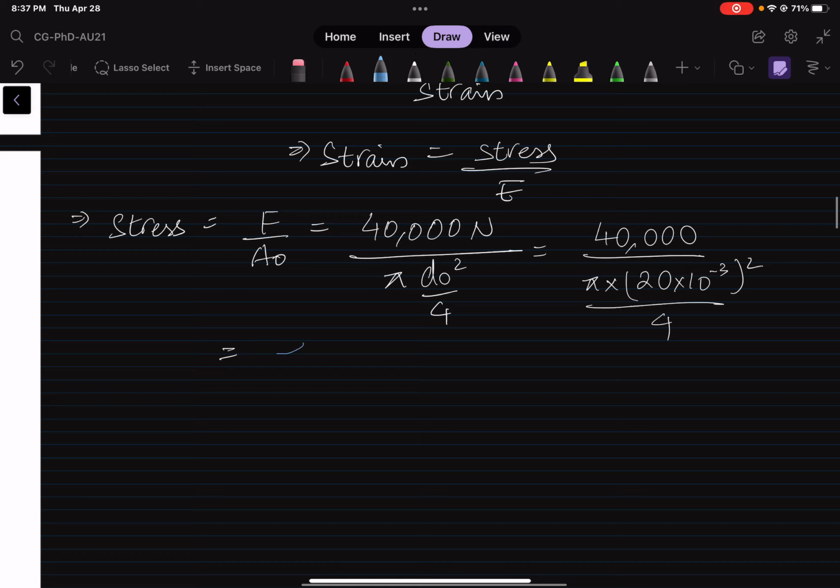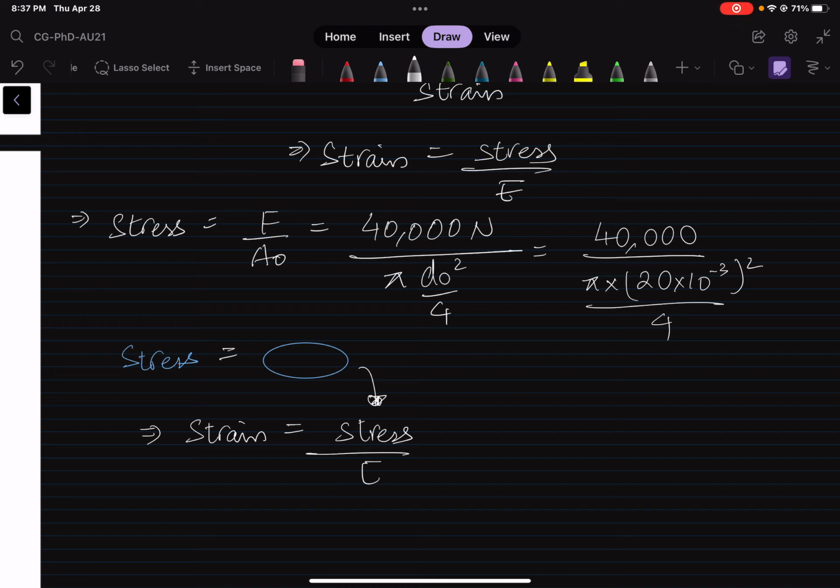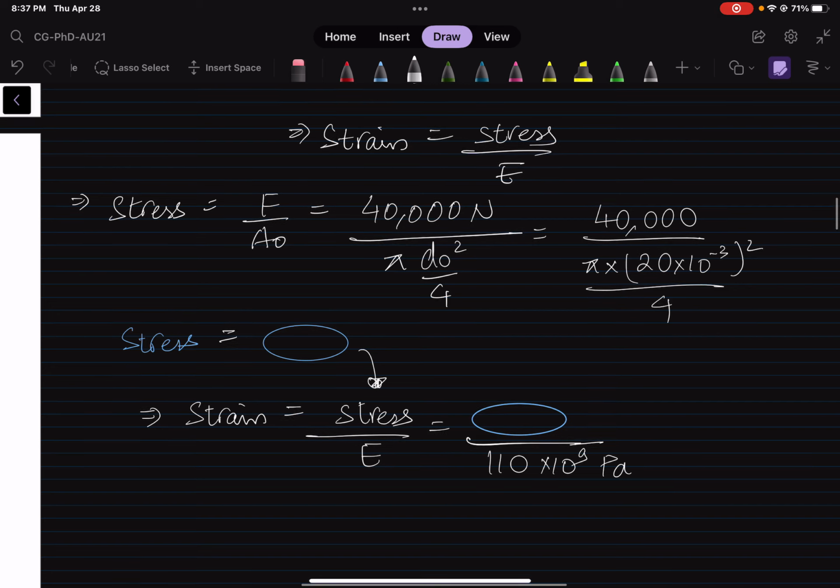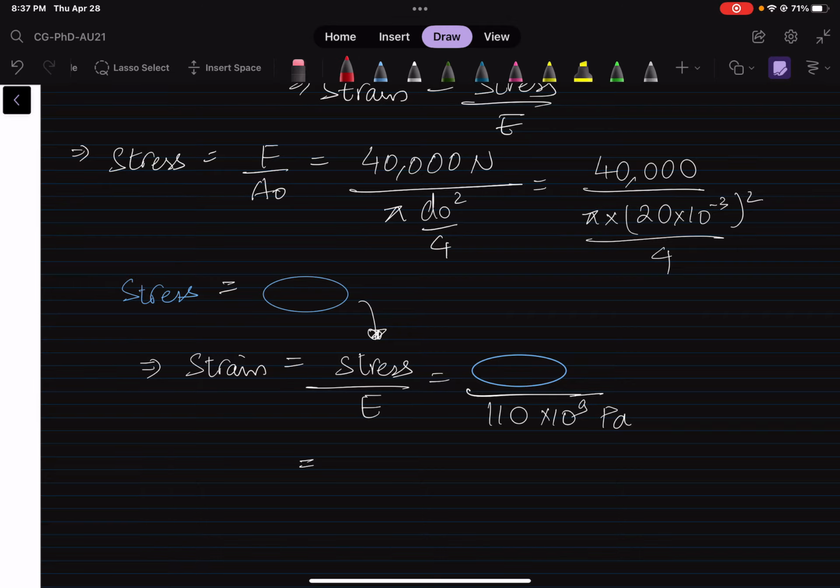So let's say you have some value of stress. You have been given the value of Young's modulus. So you can write that strain is equal to this stress value, whatever you calculated, divided by E. E is given as 110 gigapascals. You can convert that into 10 to the power 9 pascals, and then all the units will cancel out, and then you'll get some strain value from here.